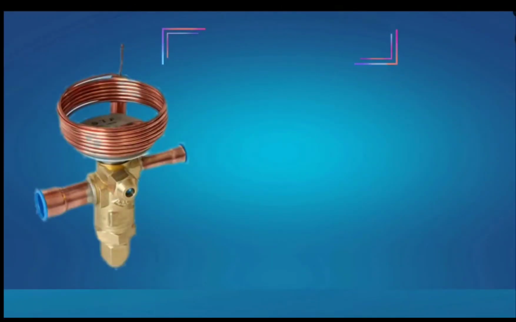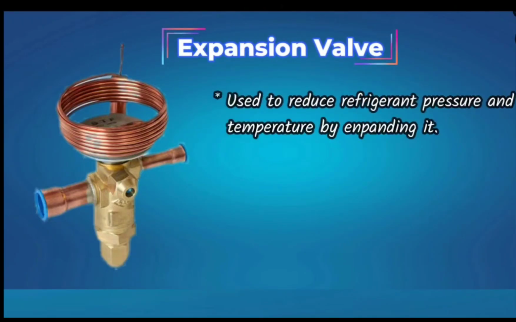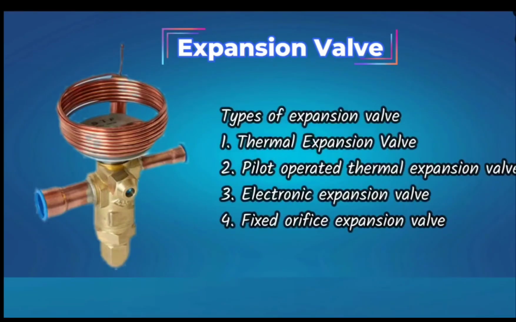Next, the expansion valve. Its function is a simple one. It reduces the pressure and temperature of the refrigerant by expanding the refrigerant coming from the condenser at high pressure. There are four types of expansion valve: thermal expansion valve, pilot-operated thermal expansion valve, electronic expansion valve, and fixed orifice expansion valve.